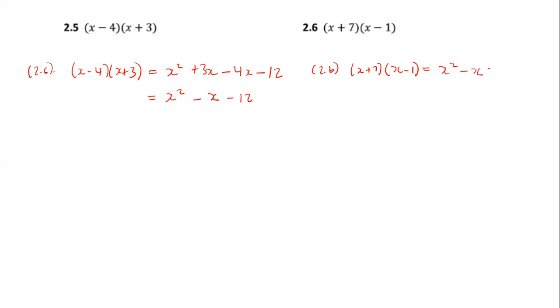7 multiplied by x will be positive 7x. And then what will be 7 multiplied by negative 1? It will be negative 7. Now let us add the like terms, negative x, positive 7x. When we add these two terms together, you're going to get positive 6x subtract 7. And then this will be our final answer of this product over there.